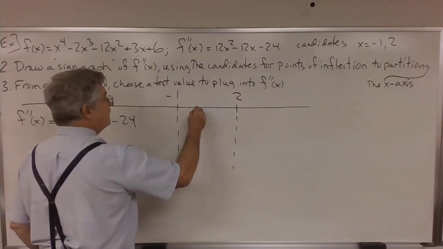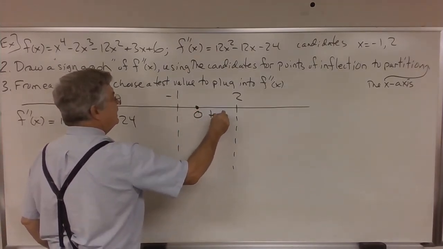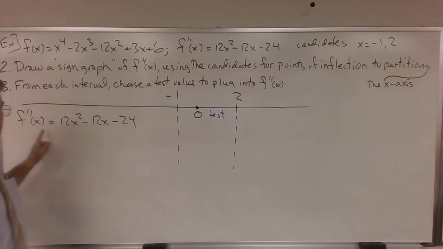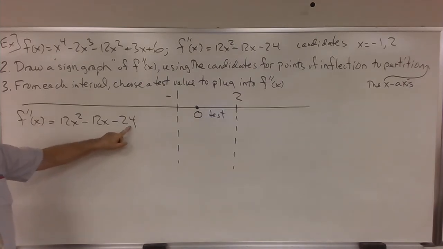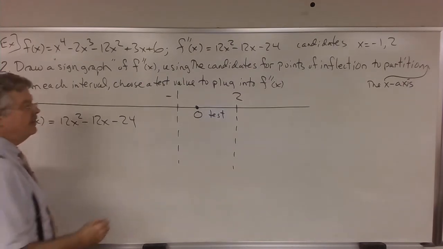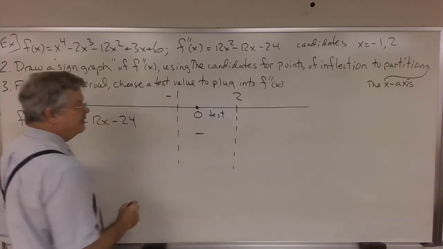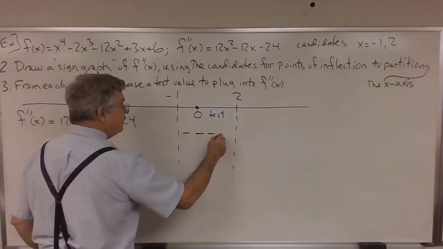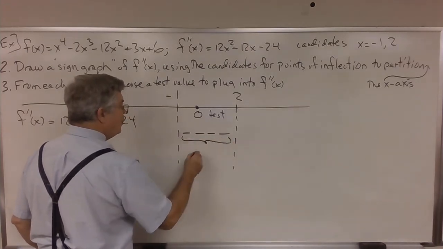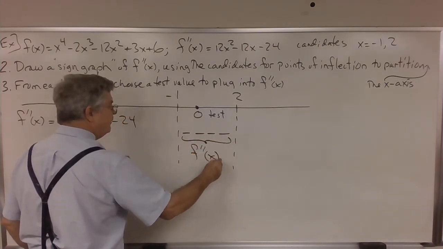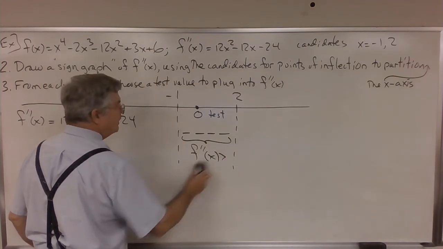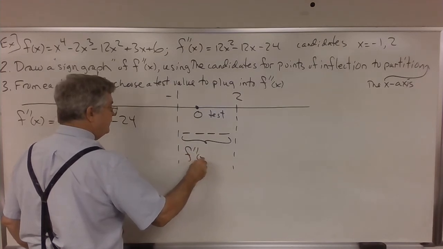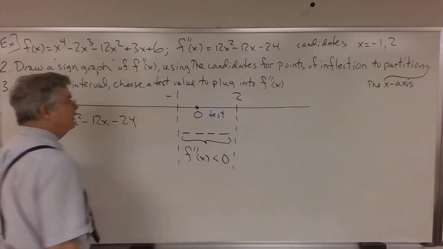And this is my favorite right here. Whenever I can get 0 as a test value, I'll plug it in. So I plug 0 into the second derivative, I get -24. When x is 0, the second derivative is negative. And that means the second derivative is negative throughout this whole interval. Second derivative less than 0.